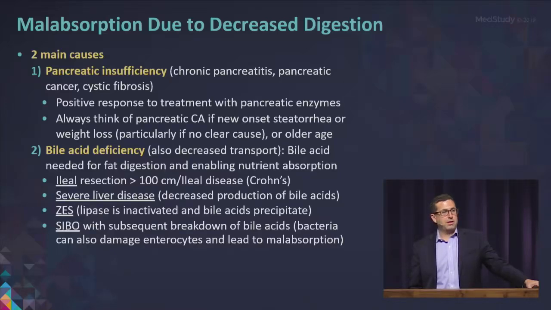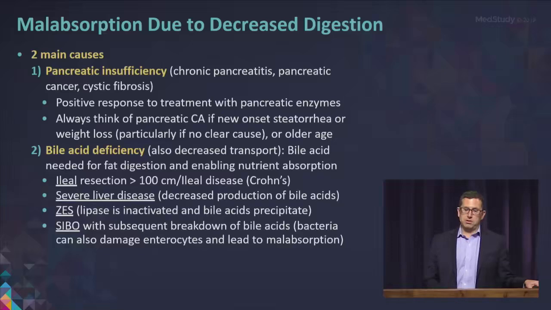Zollinger-Ellison syndrome, the high acid levels could actually cause bile acids to precipitate. And in small bowel bacterial overgrowth, you could get breakdown of bile acids, and the bacteria could also damage enterocytes and lead to malabsorption. So again, the two main causes of malabsorption due to decreased digestion, pancreatic insufficiency and bile acid deficiency.